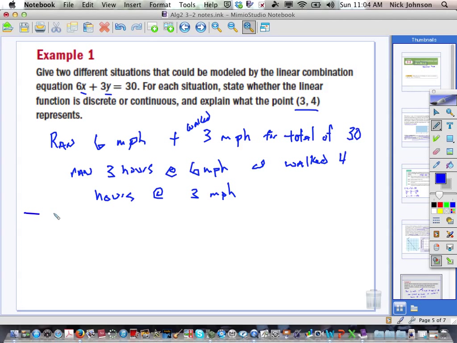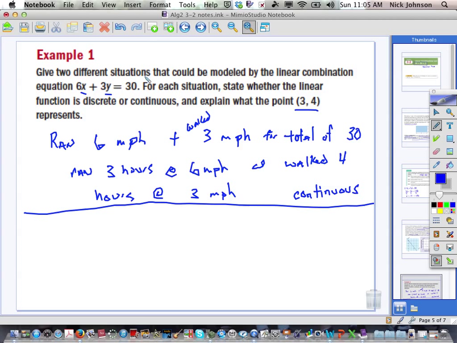Another thing that we could use. Now, in this case, could we walk for 2.5 hours? Sure. Could we run for 2 1/8 hours? Yes. So this would be a continuous function. Okay? It would be a continuous function.